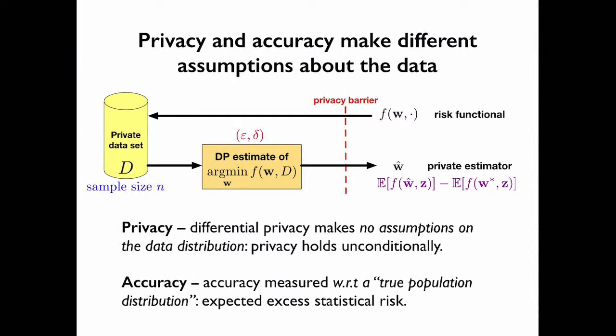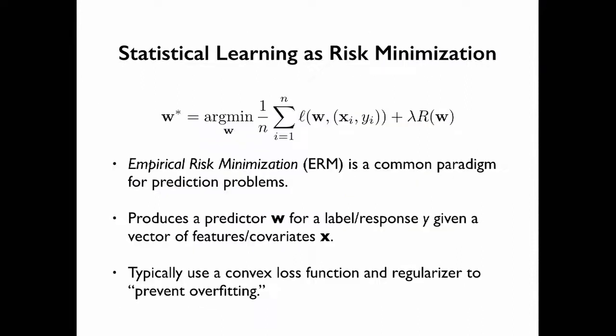However, if we're going to measure accuracy, we're measuring accuracy with respect to some possible population distribution. So we're going to look at this expected risk over, what if the data was generated from some unknown distribution, then can we bound universally over all such distributions the excess risk?